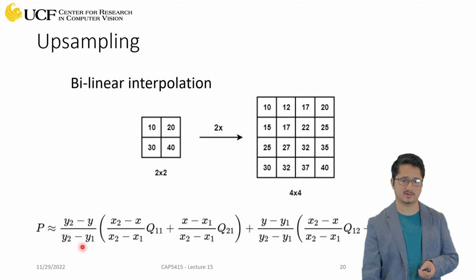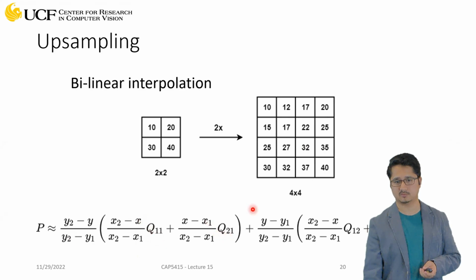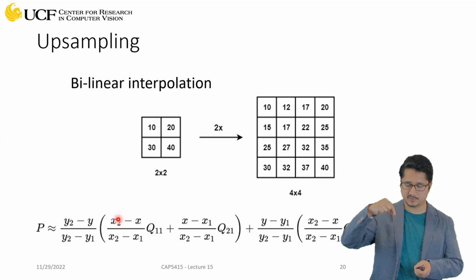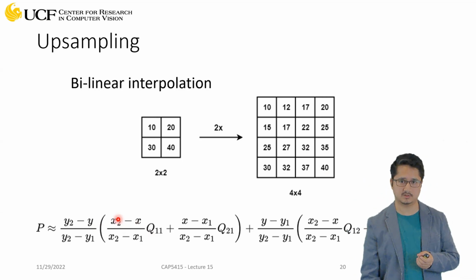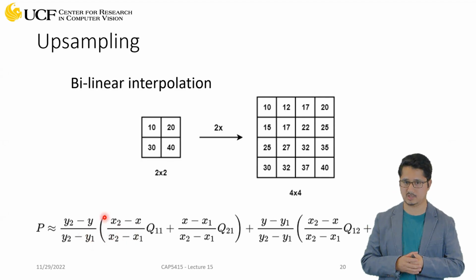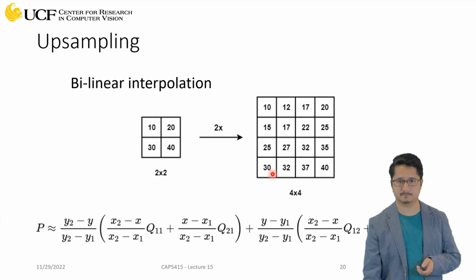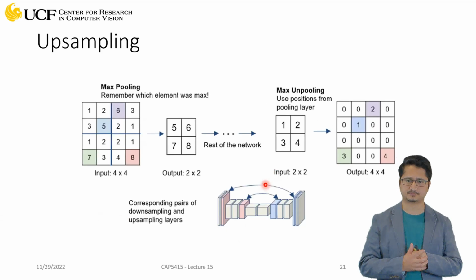If you look at this number here, it's just computing the distance. So y2 and these y's are the y coordinates, and these x's are the x coordinates. And these capital Q's are the 4 values. Okay, Q11, Q12, Q21, Q22, so 4 different values. The numerator and denominator are just trying to compute how far the pixel location is from the 4 different values, and the bottom is just the normalizing factor. Okay, so that's bilinear interpolation.